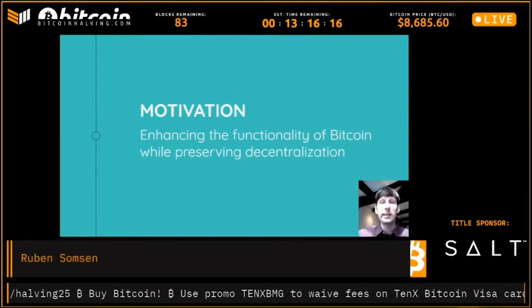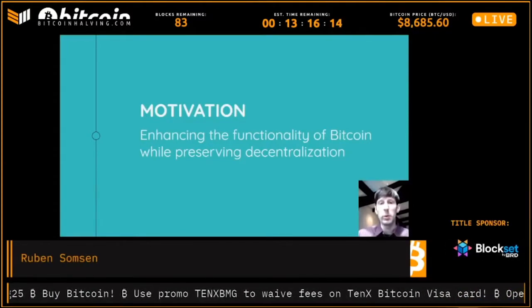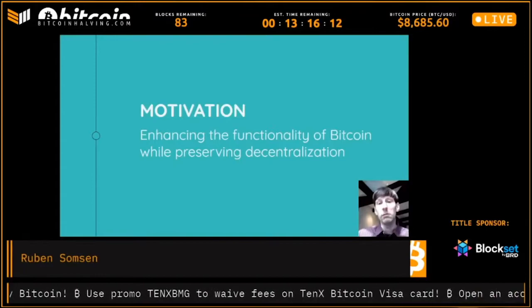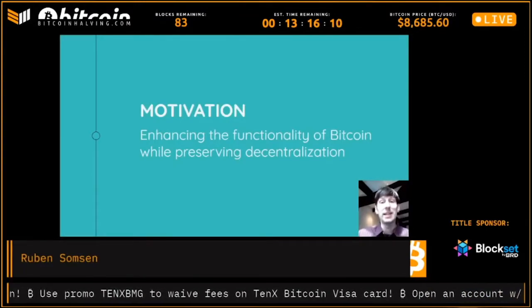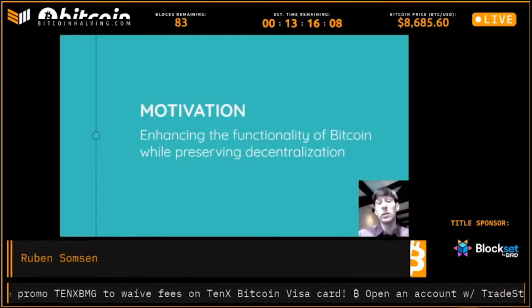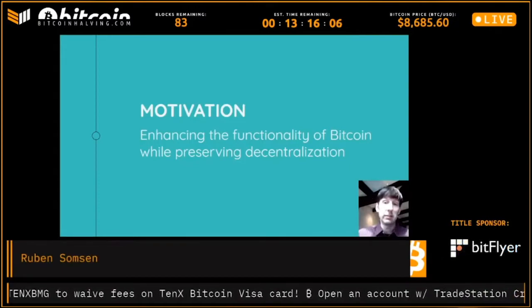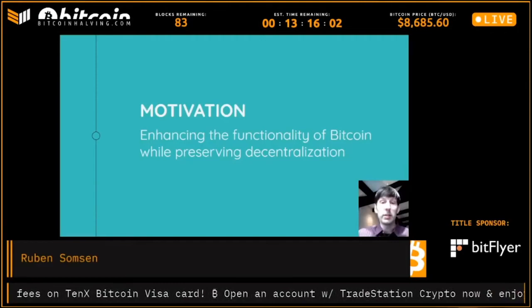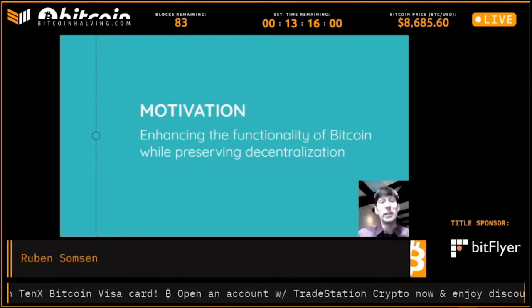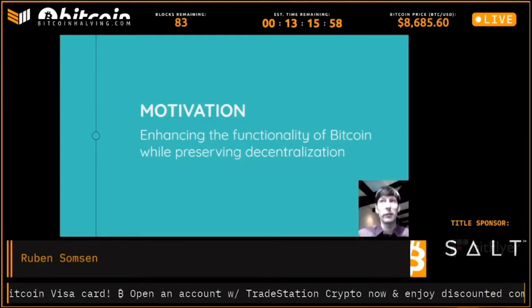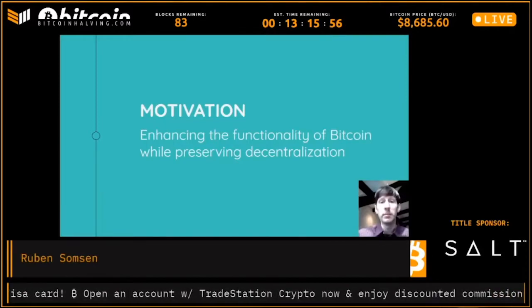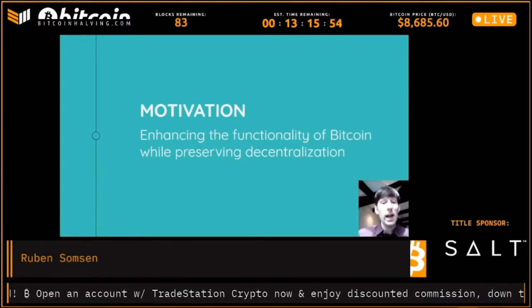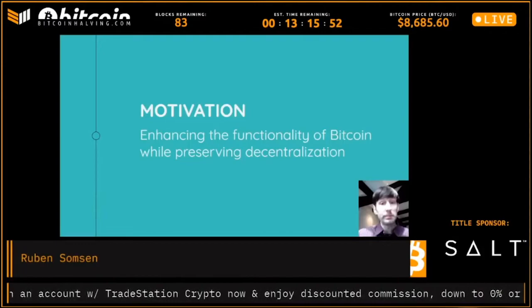So basically, I think Bitcoin is a very important technology, and we need to find ways to utilize it at its maximum potential without sacrificing decentralization. So in order to do that, you need to come up with some smart ways to basically do more with less. And that's the kind of protocol design that I try to come up with. So in line with that, I came up with this.